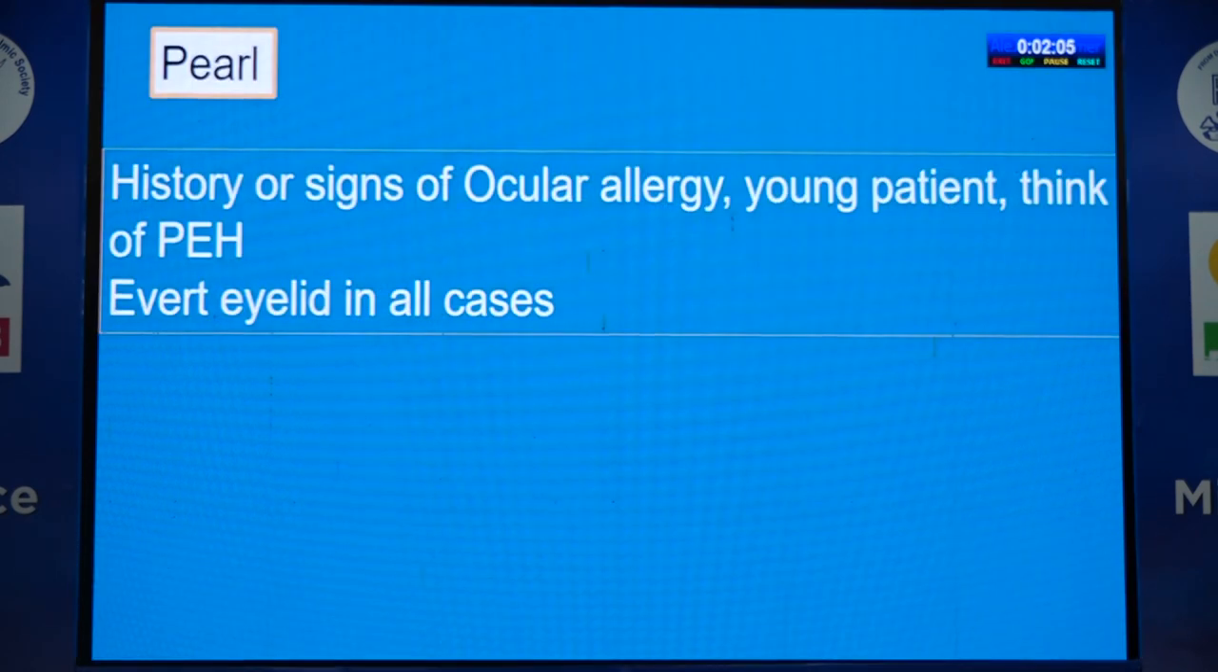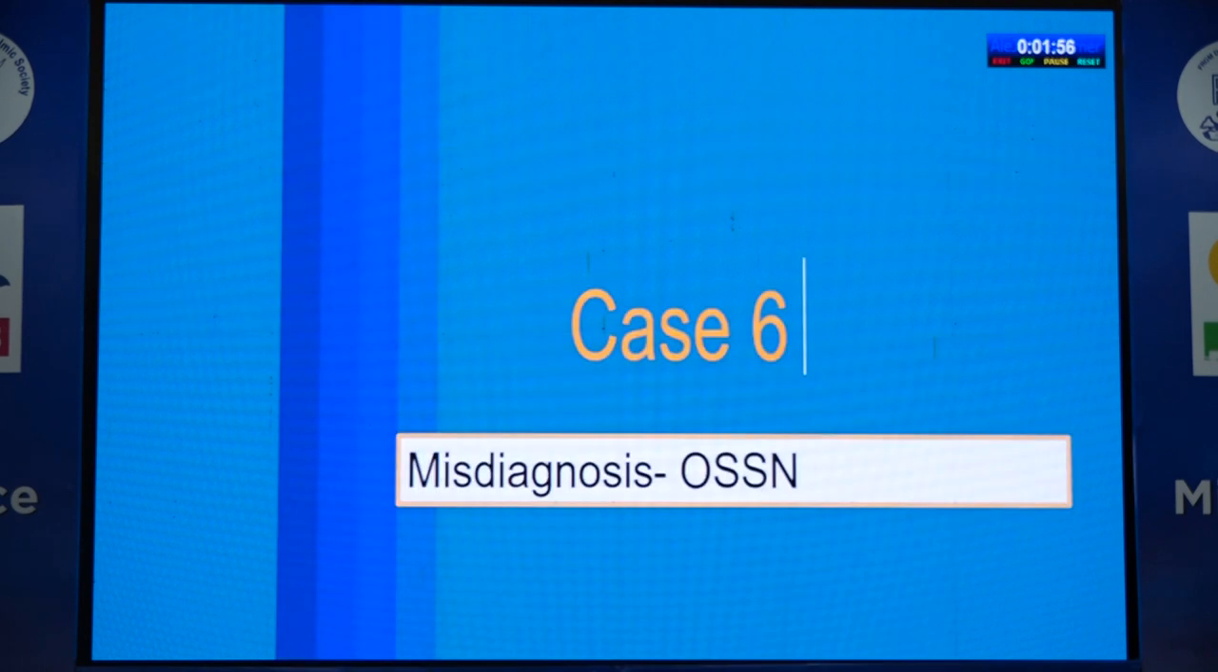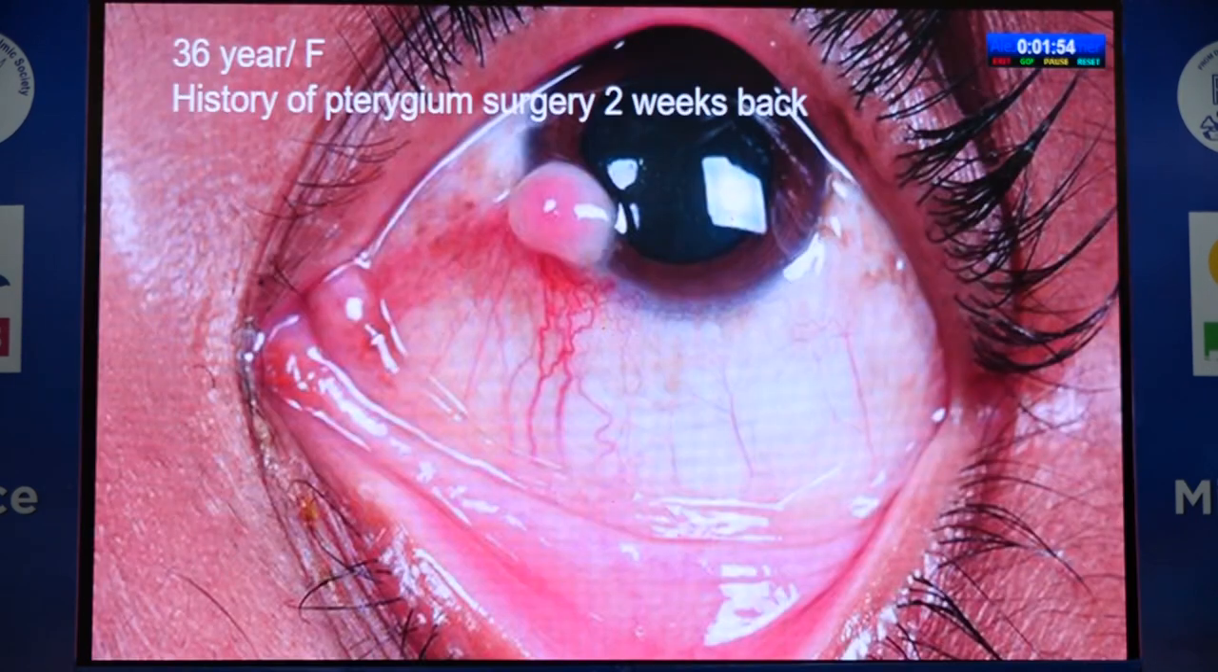So with a history or signs of ocular allergy in a young patient, think of PH, evert the eyelid in all cases, and start the patients on topical steroid. Again, a patient diagnosed as OSSN, with a history of pterygium surgery 2 weeks back.